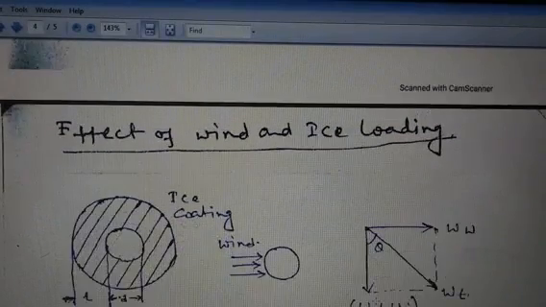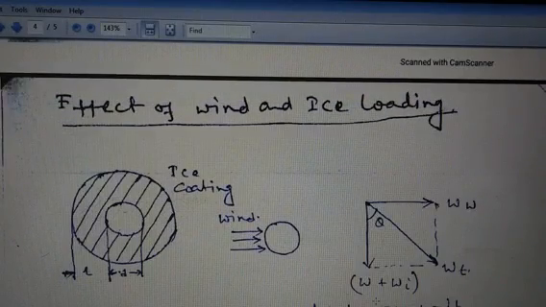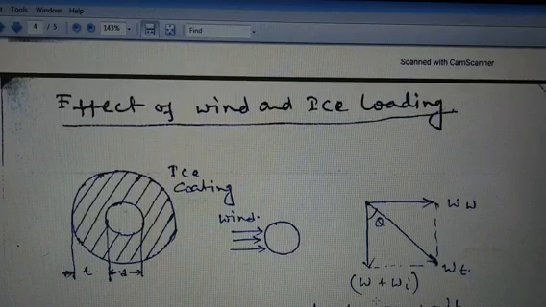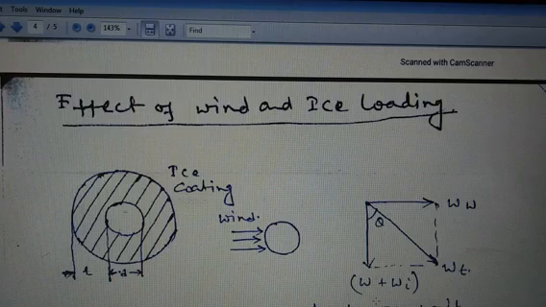Now, the effect of wind and ice loading on the sag. Sag is basically the distance between the conductor's starting point and the lowest point of the conductor. That is called the sag. Sag depends upon different types of forces.